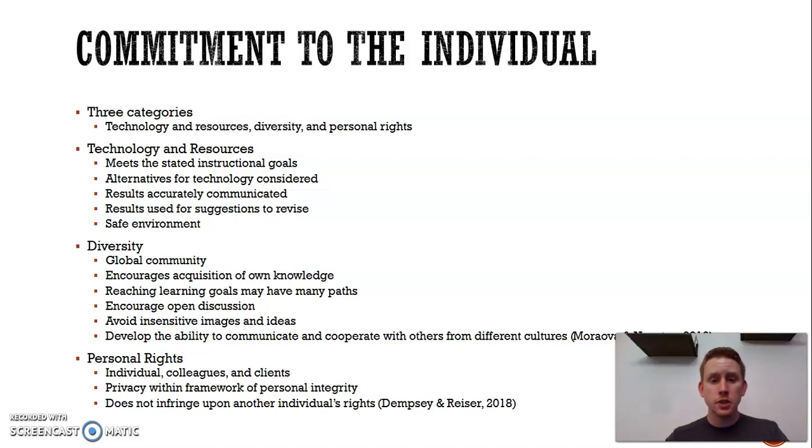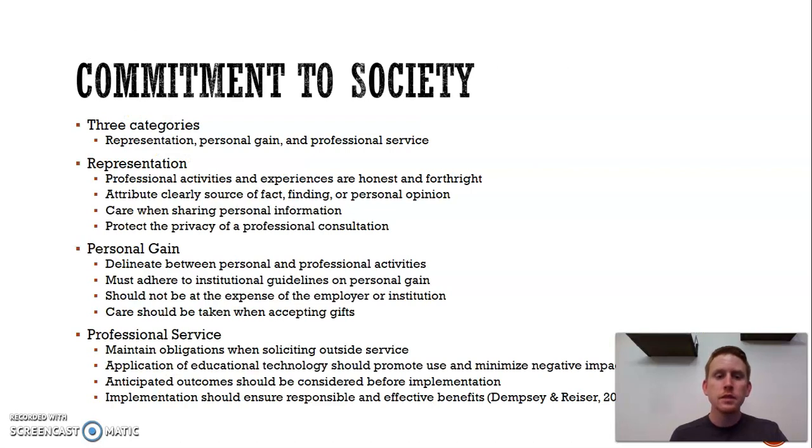Within the personal rights domain, it applies to the individual, to colleagues you work with, and to the clients you serve. It ensures that privacy within the framework of personal integrity is protected at all times. It also ensures that the instructional design does not infringe upon another individual's rights. Dempsey and Reiser, 2018.